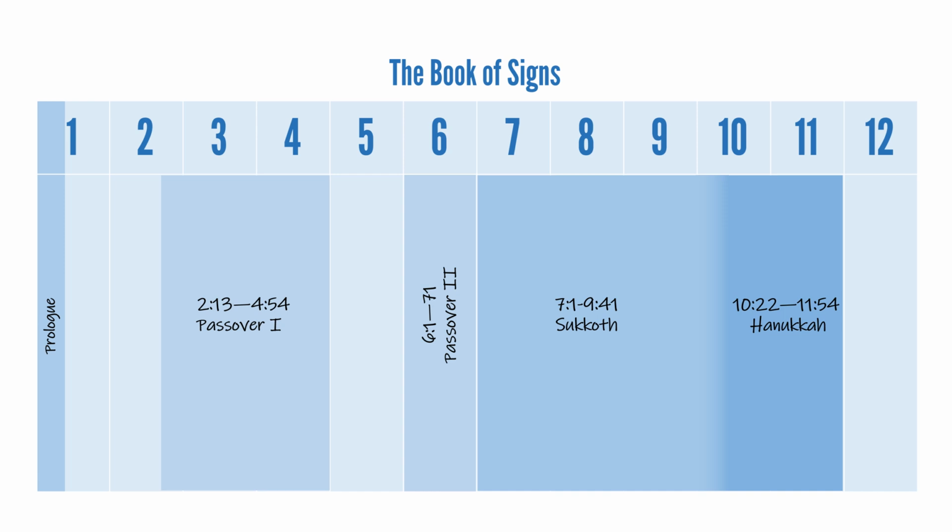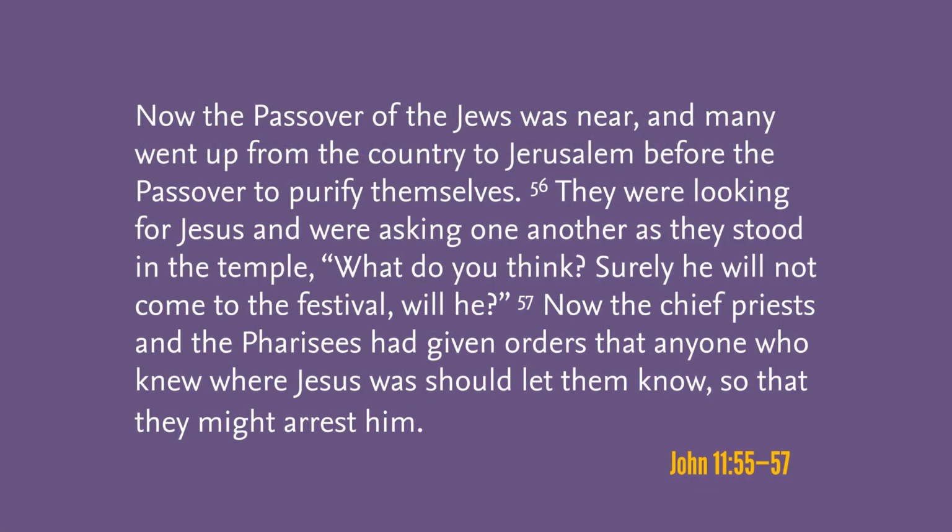In 11:55, the narrative skips ahead again from the festival of Hanukkah to a third Passover festival. "Now the Passover of the Jews was near, and many went up from the country to Jerusalem before the Passover to purify themselves. They were looking for Jesus and were asking one another as they stood in the temple, 'What do you think? Surely he will not come to the festival, will he?' Now the chief priests and the Pharisees had given orders that anyone who knew where Jesus was should let them know, so that they might arrest him."